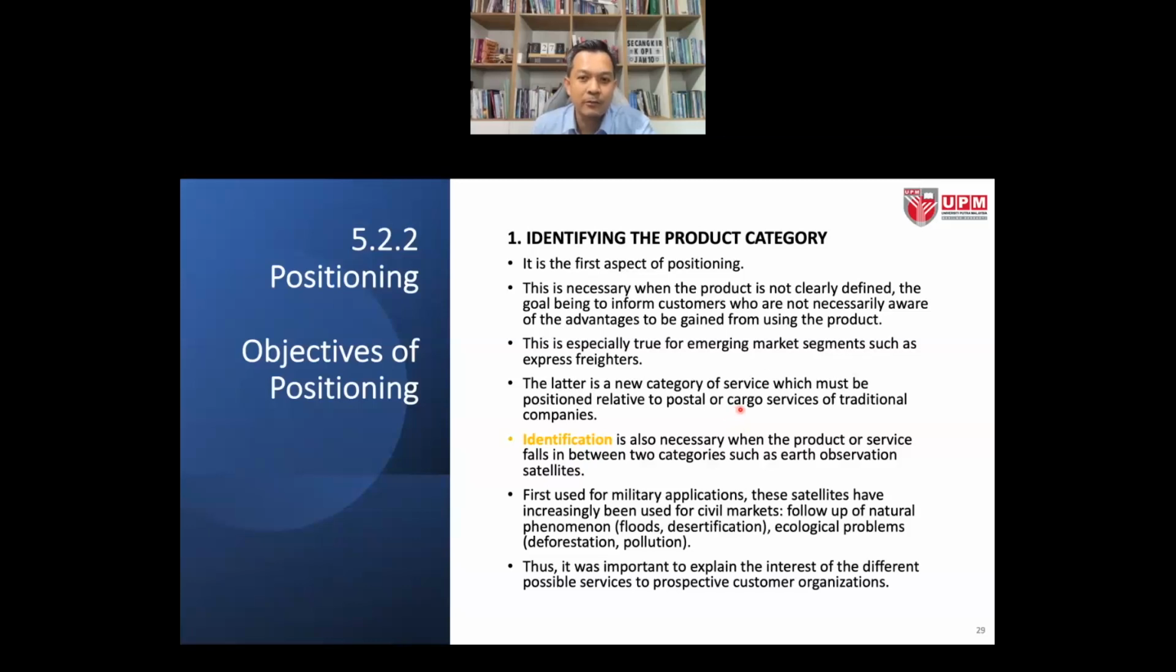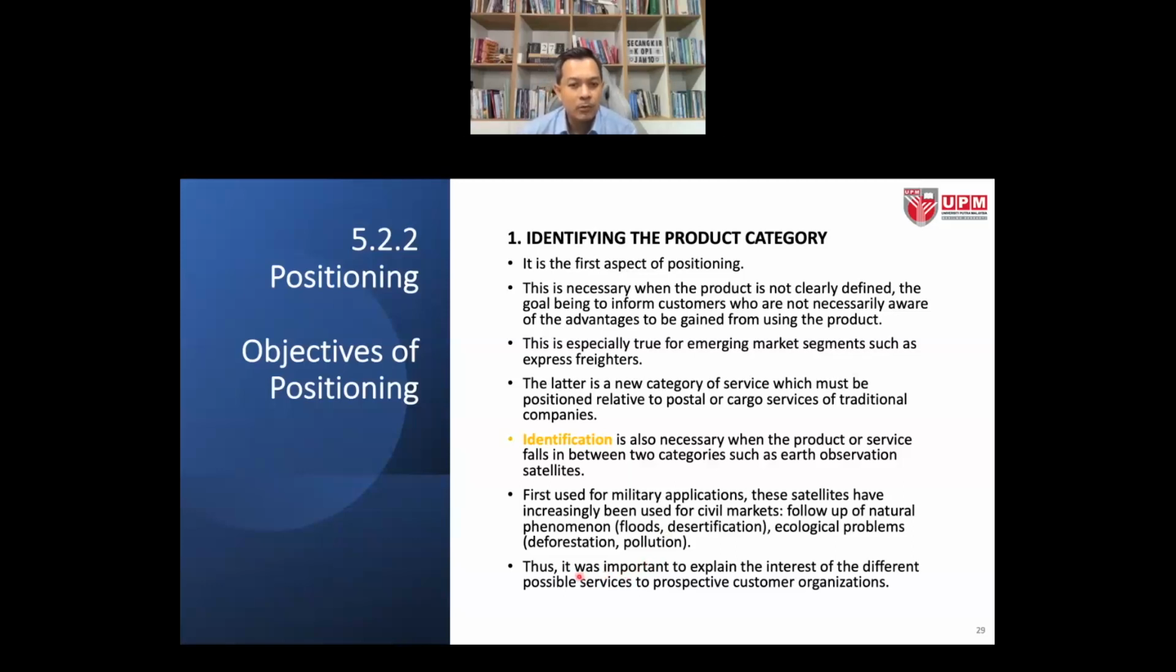The latter is a new category of service which must be positioned relative to postal or cargo services of traditional companies. Identification of product category is also necessary when the product or service falls between two categories. For example, Earth observation satellites. First used for military application, these satellites have increasingly been used for the civil market and follow-up of natural phenomena, like monitoring floods, desertification, ecological problems, deforestation, and pollution.